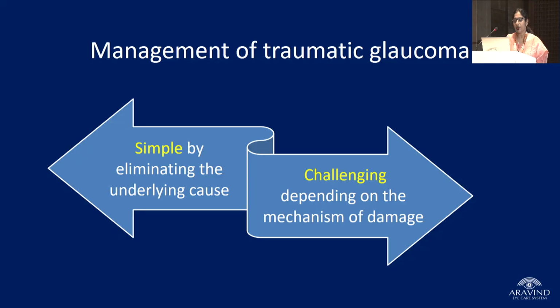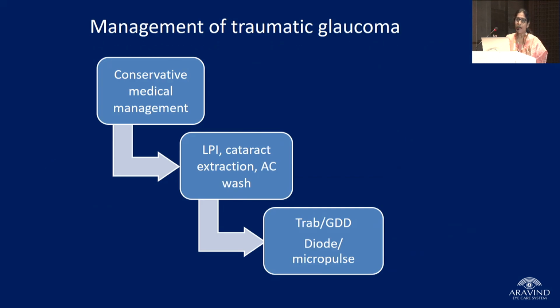So, whatever is the mechanism of glaucoma, your treatment could be either simple if you identify the underlying cause, or it could be really very challenging depending upon the mechanism of damage. By and large, the treatment of traumatic glaucoma is usually by conservative medical management, which we start off with anti-glaucoma medications, steroids, and cycloplegics. Most of this, if it is because of an inflammation, will subside. If it is because of a lens which is causing a pupillary block with a subluxation, you definitely have to go ahead and do a laser peripheral iridotomy.